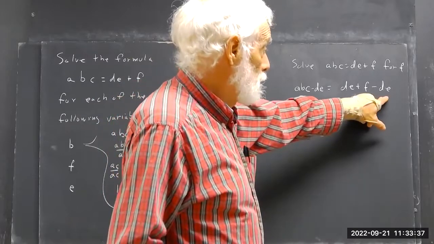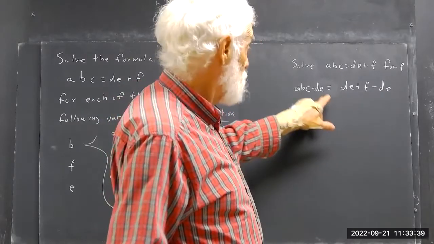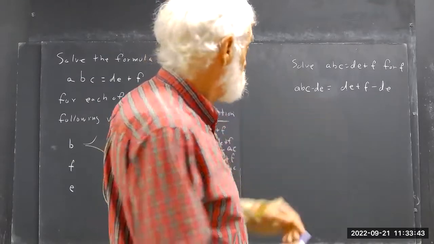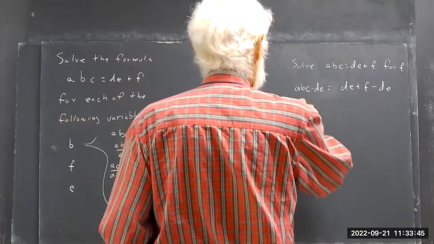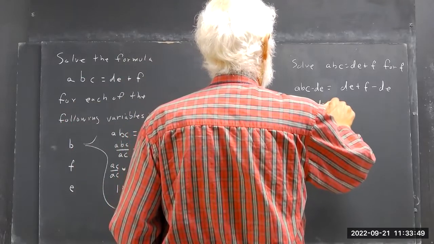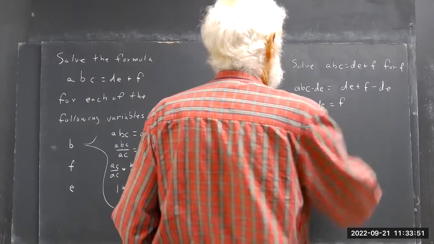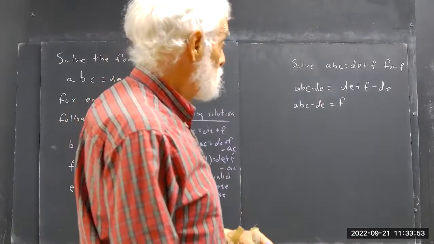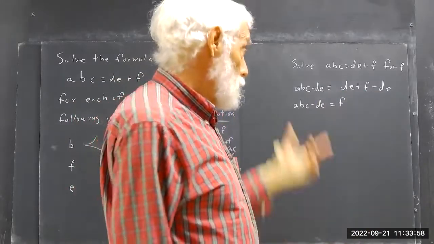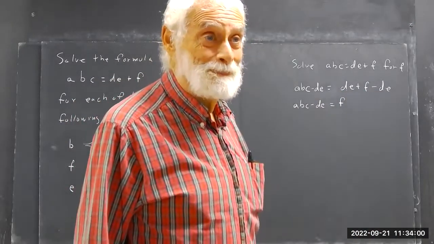If I subtract DE over here, it's going to go away, but of course I have to subtract it from both sides. Then you get what? ABC minus DE equals F because DE minus DE just gives you 0. Well, that's a one-step solution, isn't it?